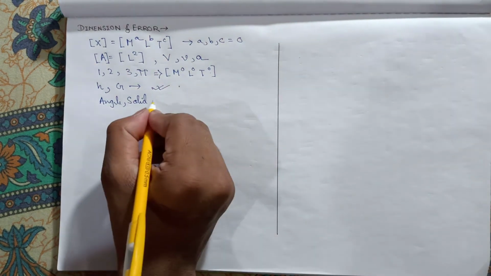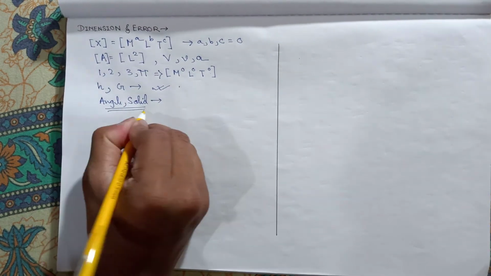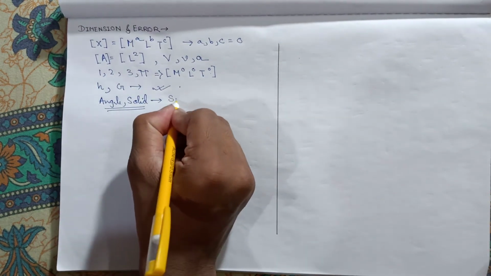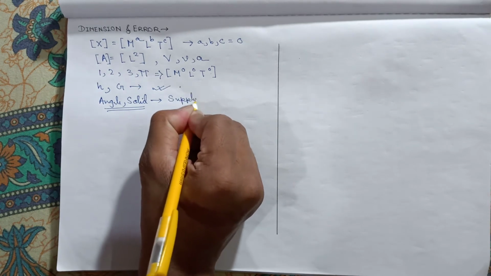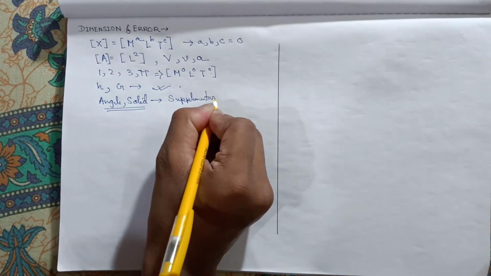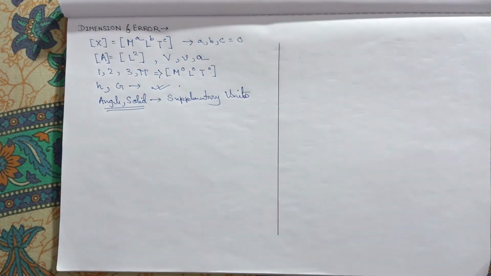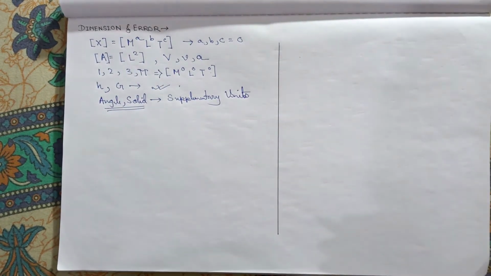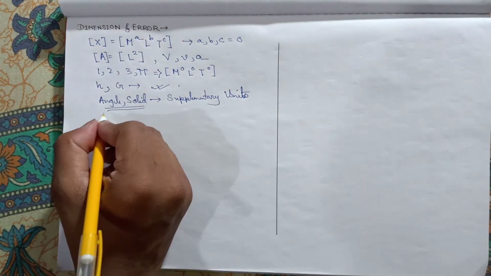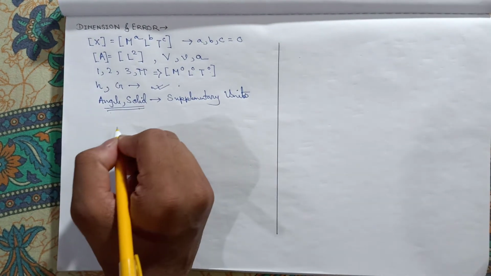They are dimensionless parameters. But the significance of angle and solid angle is that they are also called supplementary units, because although they are dimensionless, they have some units. Angle has the radian and solid angle has the steradian unit.